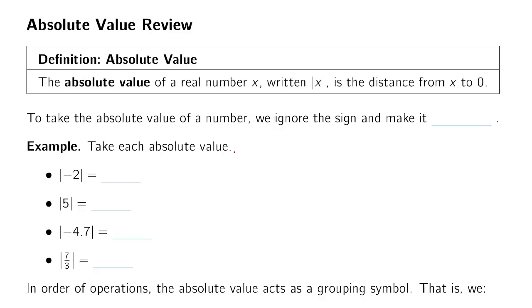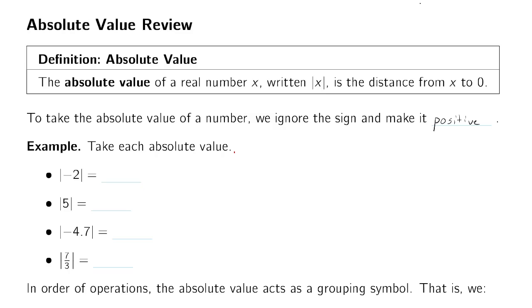Let's review the idea of the absolute value of a number. For any real number, its absolute value describes its distance from zero. Now, this is a distance. We are talking about something that has a geometric reality. When we take the absolute value, we ignore the sign and make it positive.